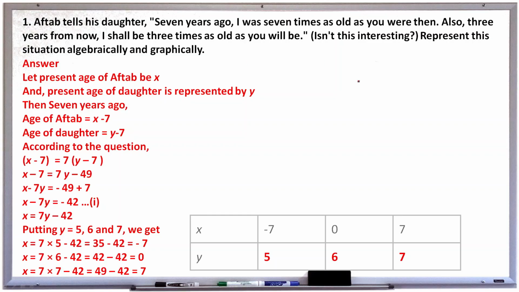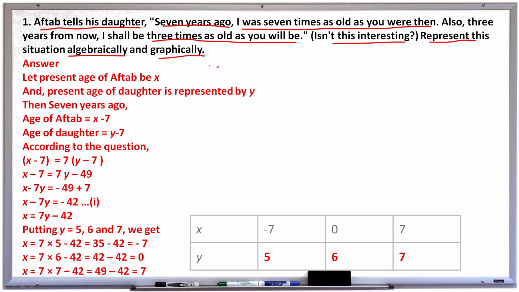Question number 1. Aftab tells his daughter, 7 years ago I was 7 times as old as you were then. Also, 3 years from now I shall be 3 times as old as you will be. Isn't this interesting? Represent this situation algebraically and graphically.